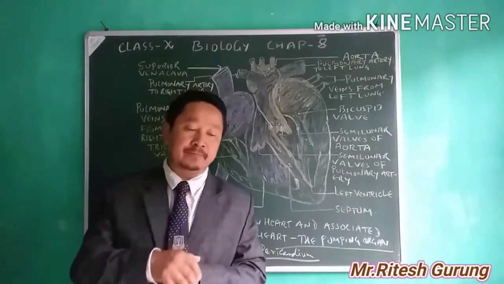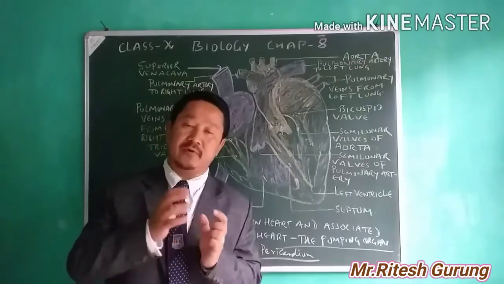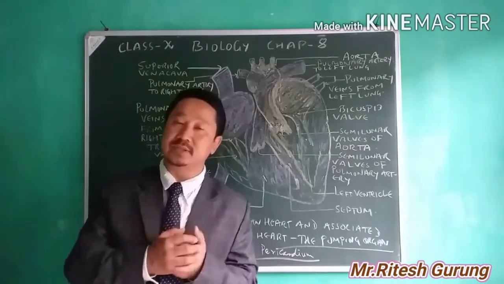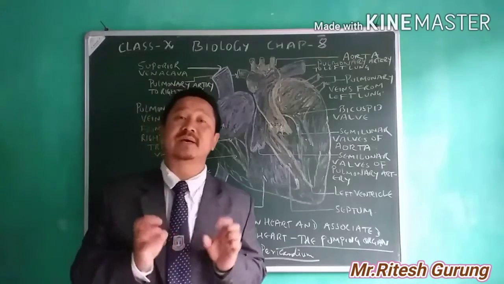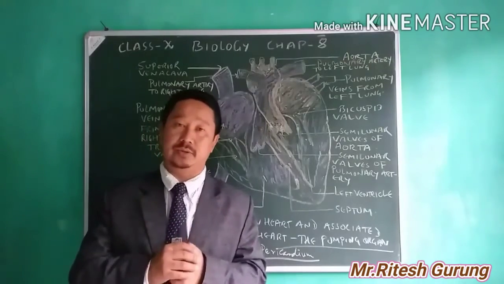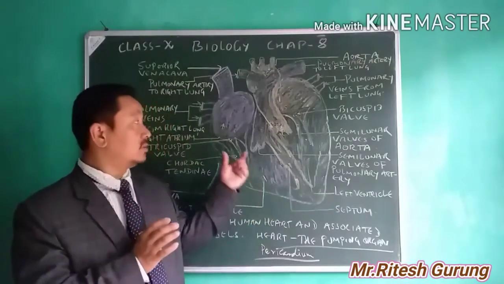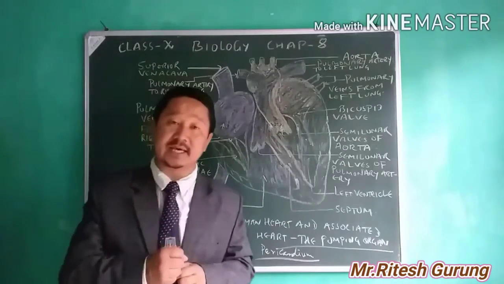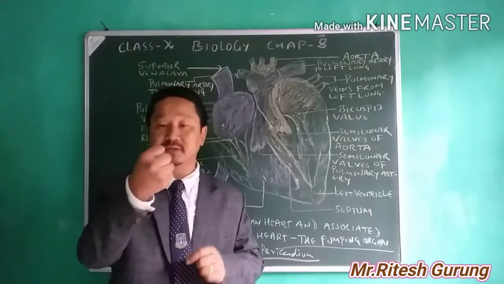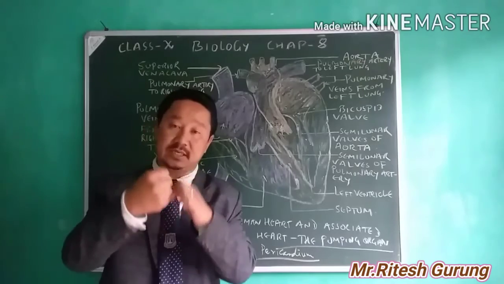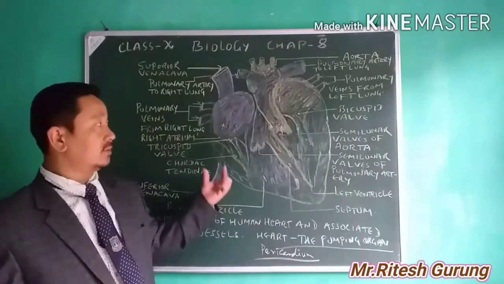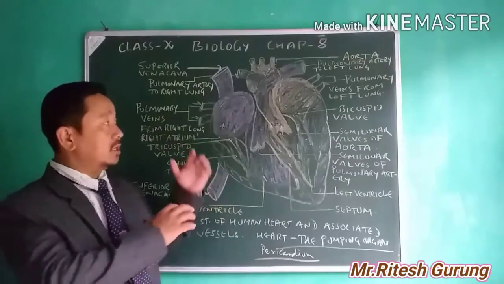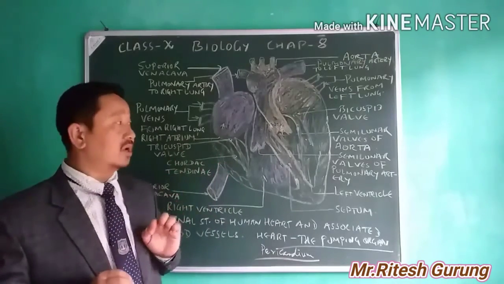The function of this pericardial fluid is also to protect the heart from different kinds of mechanical injuries. And the size of the heart is as big as one's folded fist. This is the size of the heart. So this is the location and the covering of the heart.